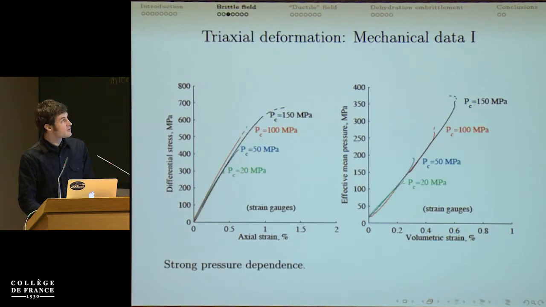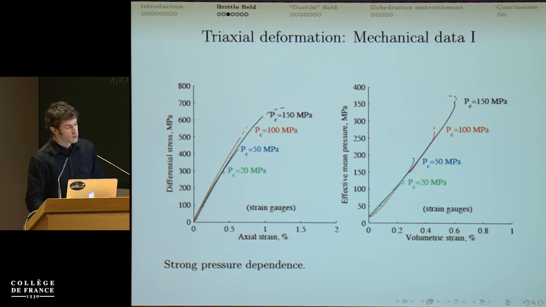So the second element is that we have a strong pressure dependence. So we repeated those experiments at 20, 50, 100 MPa. Again, you see similar curves, linear, and then it breaks. And you also see this very, very nice pressure volumetric strain curves. And it only dilates very, very late in the game, if you like. It dilates only when it starts breaking.